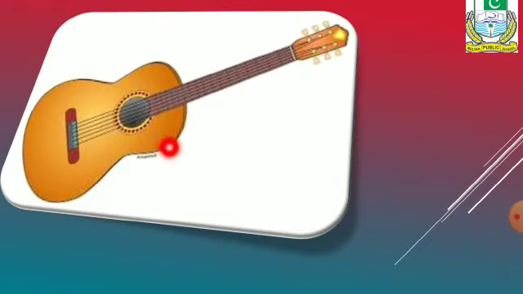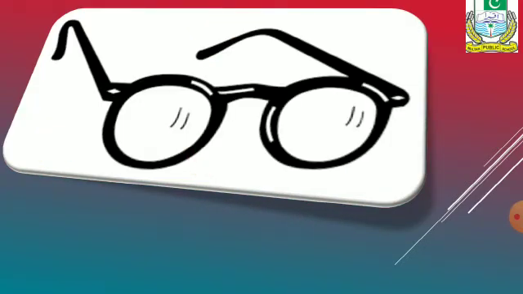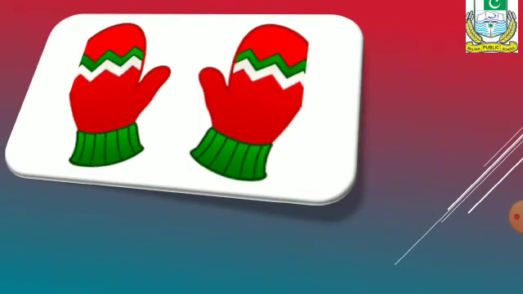G, guitar. It is a musical instrument. G, glasses. When our eyes are weak, we wear glasses. But mostly our grandparents, we see them, they wear glasses. They have weak eyes. Okay? G, gloves. We wear gloves in winter to keep our hands warm.